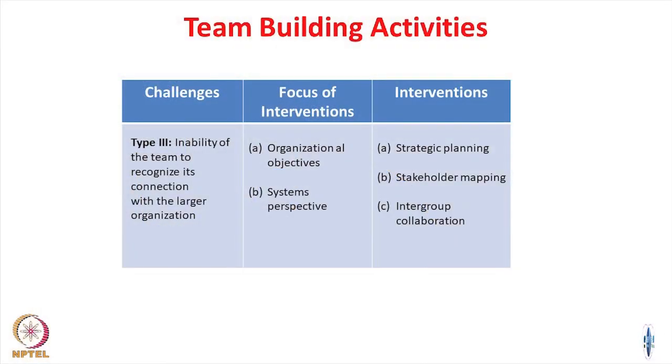Then there is a type 3 problem where the team is not able to look at its impact and its association with the larger organization. If that is the case, the focus of the intervention happens to be organizational objectives and systems perspective. What do we do? We make this team involved in the strategic planning, or we make this team aware of the strategic plan of the organization. We ask the team to do the stakeholder mapping and to check the expectations of the different stakeholders, and to trace how the expectations of the different stakeholders have changed over the years or recently. These are the ways to make teams connect back to the organizational agenda.